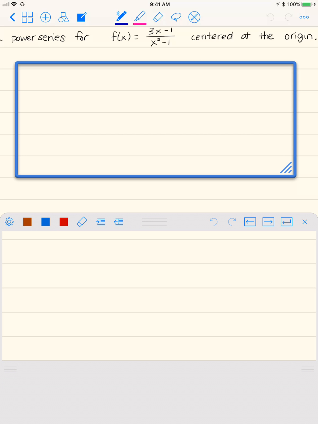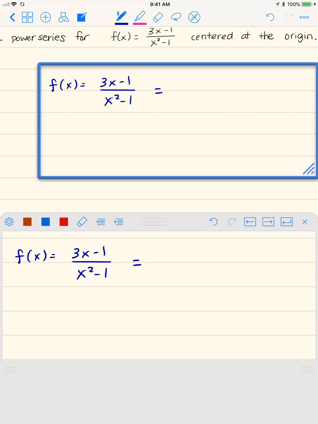Okay, so we want to find a power series for our function, and we need our power series to be centered at the origin. So the first thing we're going to do is take our function, (3x − 1)/(x² − 1), and we notice that we can write this using partial fraction decomposition as the sum of 2/(x + 1) plus 1/(x − 1).